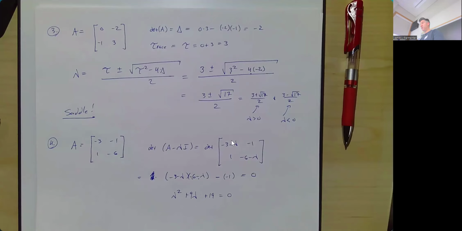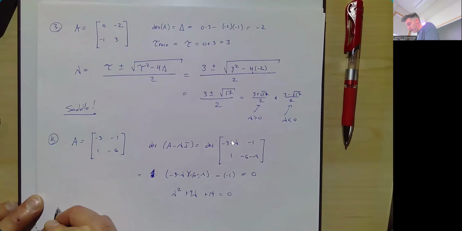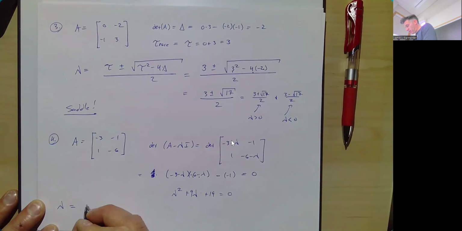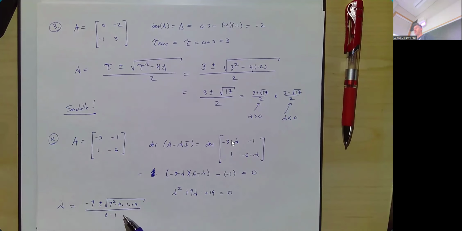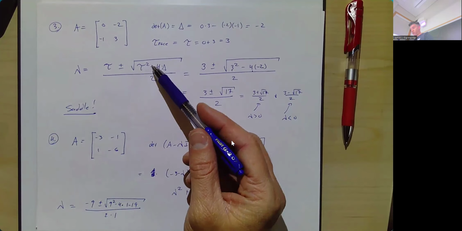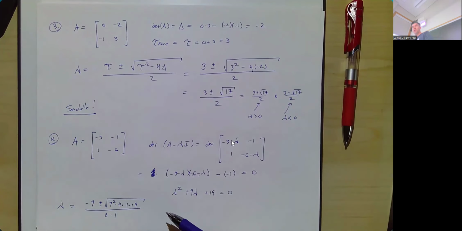Okay. So then quadratic formula, because we can't factor this, right? You can't multiply the 19 and add it to 9, at least not with integers. So lambda is going to be -b plus or minus the square root of b squared minus 4 times a times c all over 2 times a. I'll point out, this is exactly the same formula we would have had if we'd done it this way. Our trace is -9. Our determinant is 18 minus 1, which is 19.